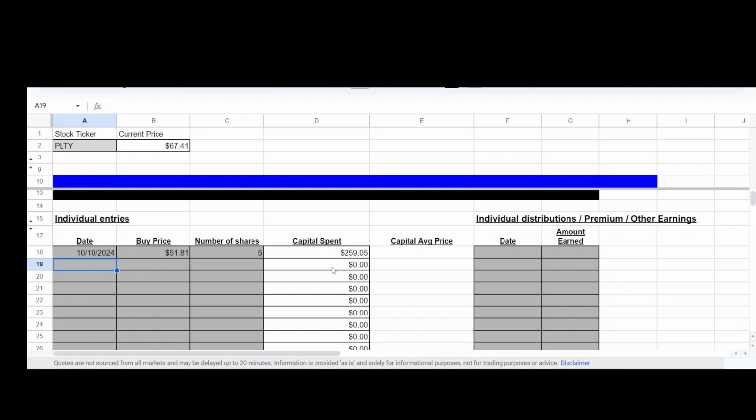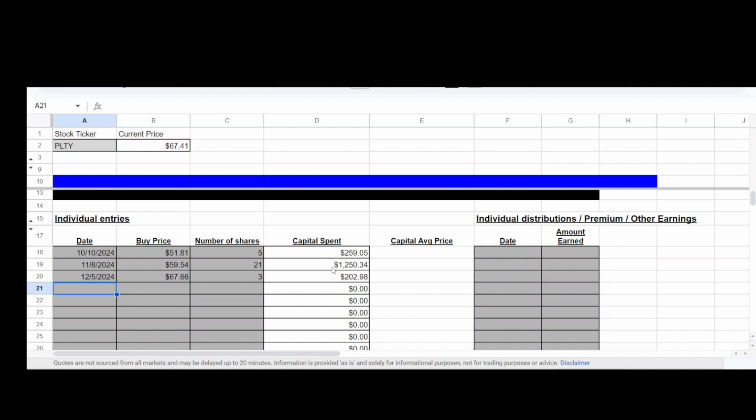My next purchase was on 11/8/2024, and the share price was $59.54. I purchased 21 shares at that time. The next was 12/5/2024, and that price was $67.66, and I purchased 3 shares.